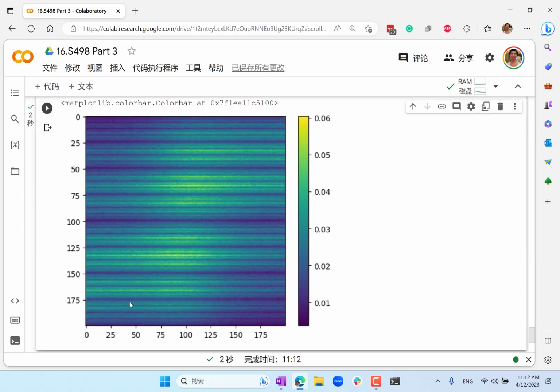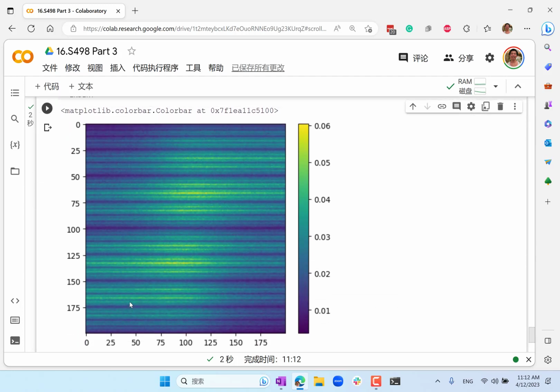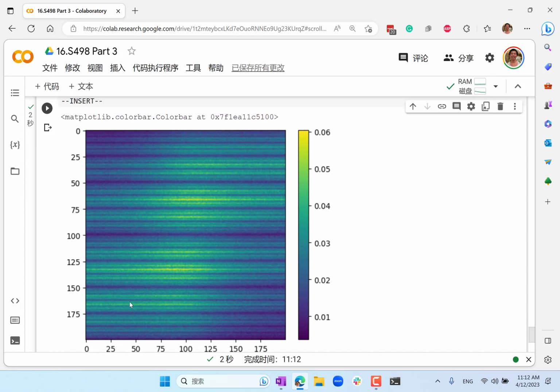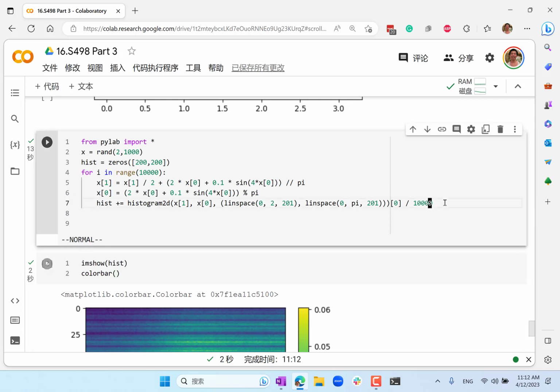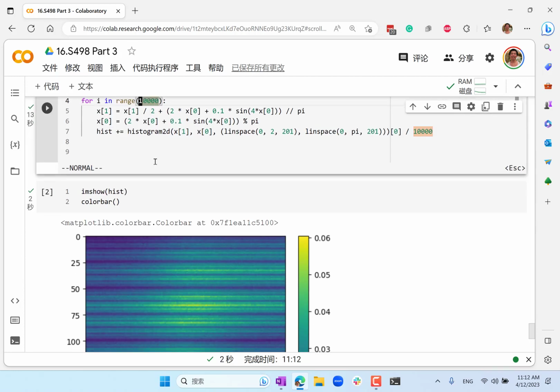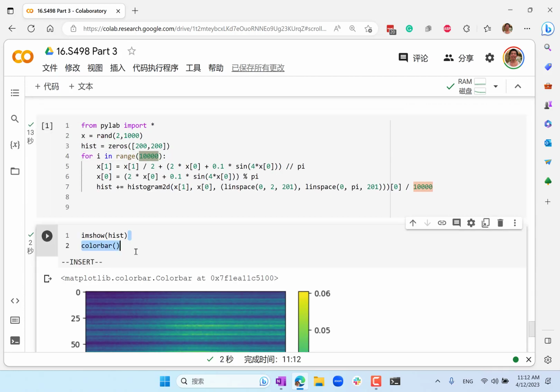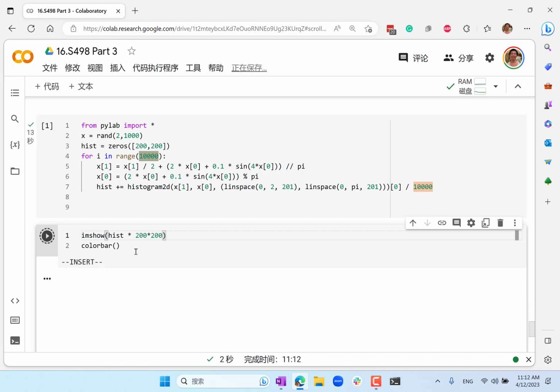Yeah, so this is what happens with the two-dimensional histogram. Actually, I shouldn't really divide this by 10,000, because this is the number of iterations. We also need to multiply by the number of bins, which is actually a lot. So let's just say I show the histogram times the total number of bins, which is 200 by 200.